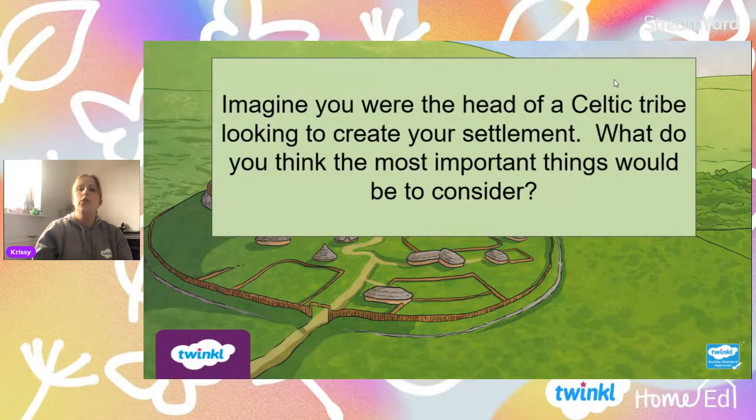Now, the first thing I want you to do is I want you to imagine you're the head of a Celtic tribe and you're looking to create your settlement. So you can give yourself a tribal name. So mine, I'm the head of the Chrissy tribe. I'm going to settle somewhere. But what do you think I need to consider when I settle? What do you think I need to consider when I'm going to settle my people somewhere? Let's have a little think.